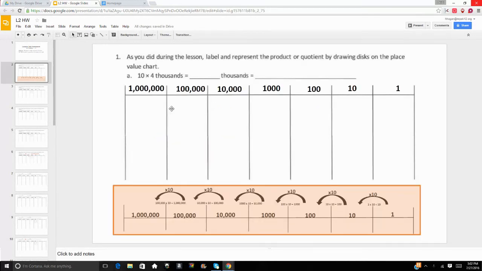Question 1 says, as you did during the lesson, which we did during concept development and our problem set, we labeled and represented a product, which is the answer to a multiplication problem, or a quotient, which is the answer to a division problem, by drawing discs on the place value chart. The first thing we always do, on our personal whiteboards when we have our templates, is fill in our place value chart with the values for each of the places. And in lesson 1, we went only to the thousands place.